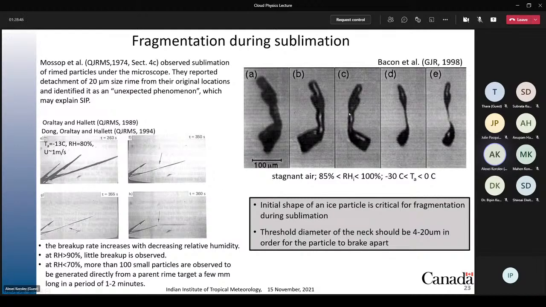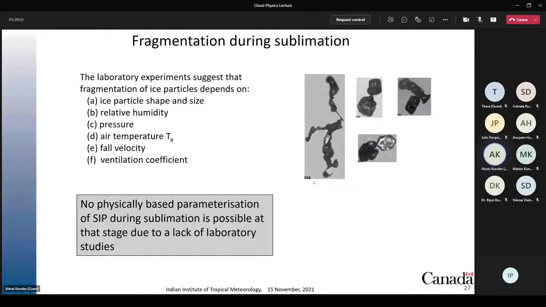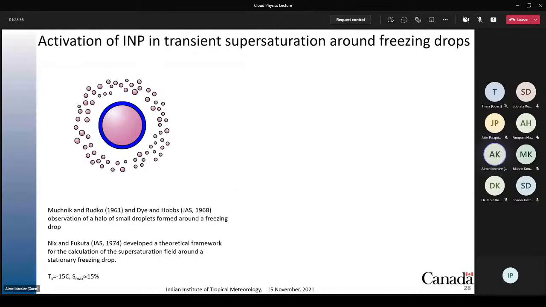It's not deposition grown ice, and so we need more lab experiments to conclude the significance of this mechanism. So the next mechanism is related to activation of ice nucleating particles in transient supersaturation.